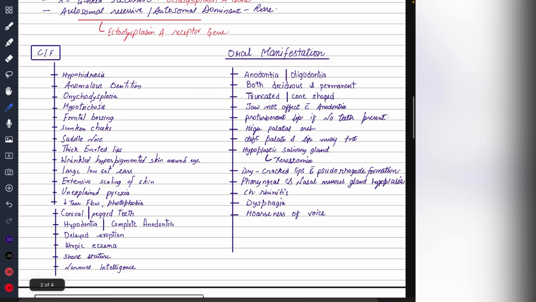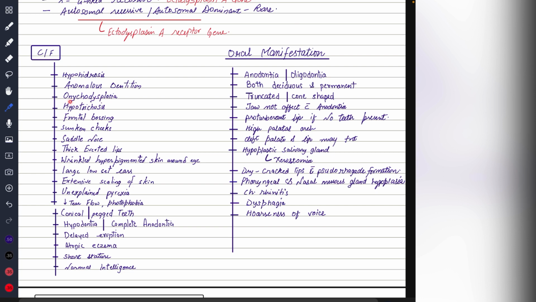So for the clinical features, we have a huge list. Let's go through each one of them. And let me tell you, it's very simple. You just have to remember. See, hypohidrosis means decreased amount of sweat. Anomalous dentition, because teeth are ectomesodermal in origin. Our teeth are ectomesodermal in origin, so even teeth are affected. Because of that, we have either oligodontia or hypodontia, or sometimes anodontia, the total absence of teeth.